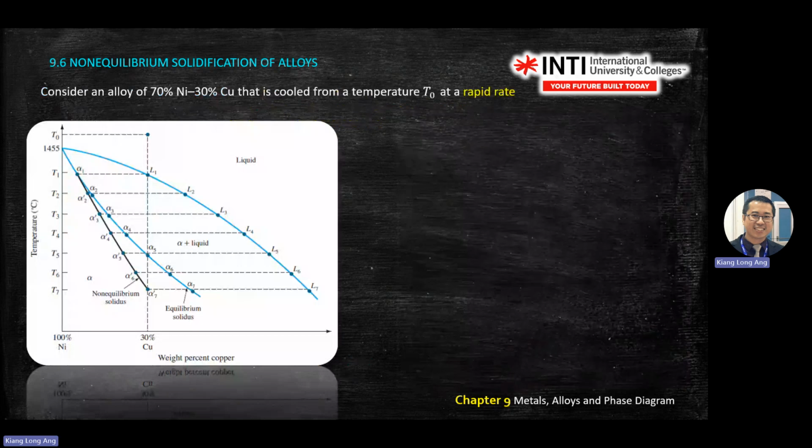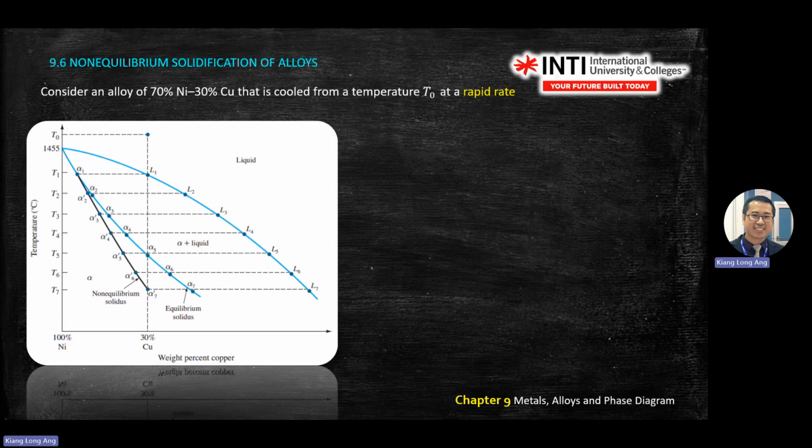So we're going to look at the phase diagram again. This diagram is nickel and copper. First you look at the diagram. The y-axis is temperature, the x-axis is the composition. Here is 100% nickel, here is 30%. As you move on, you have more copper.